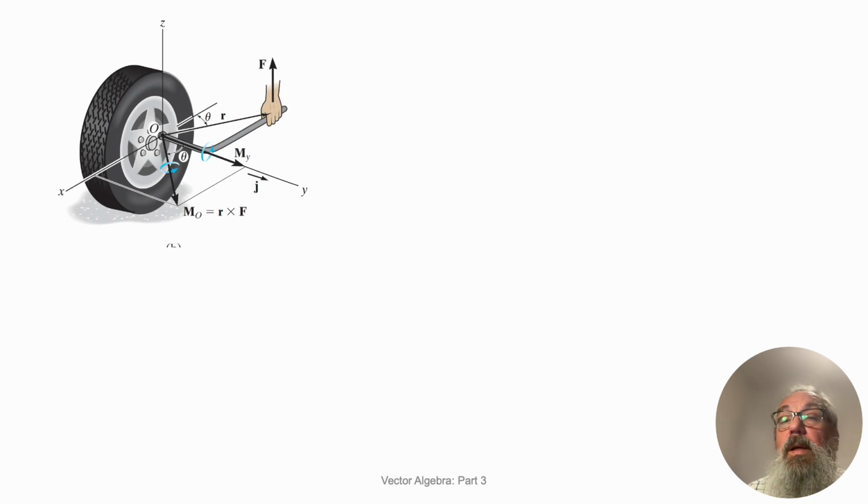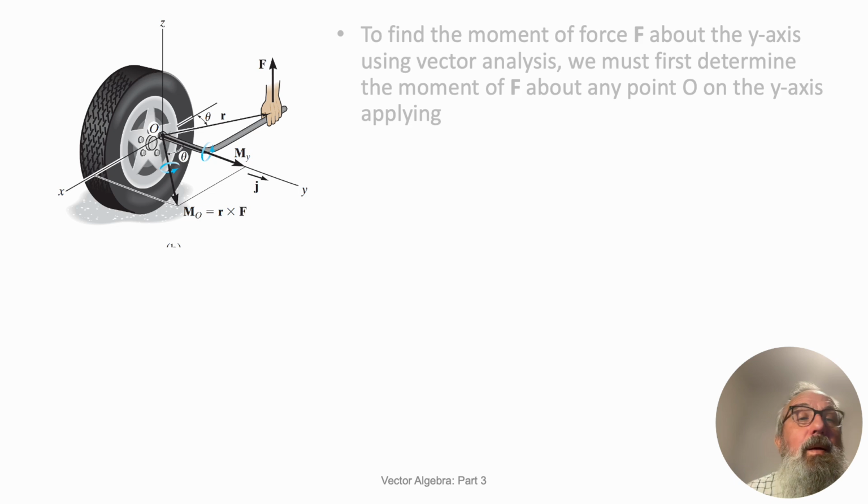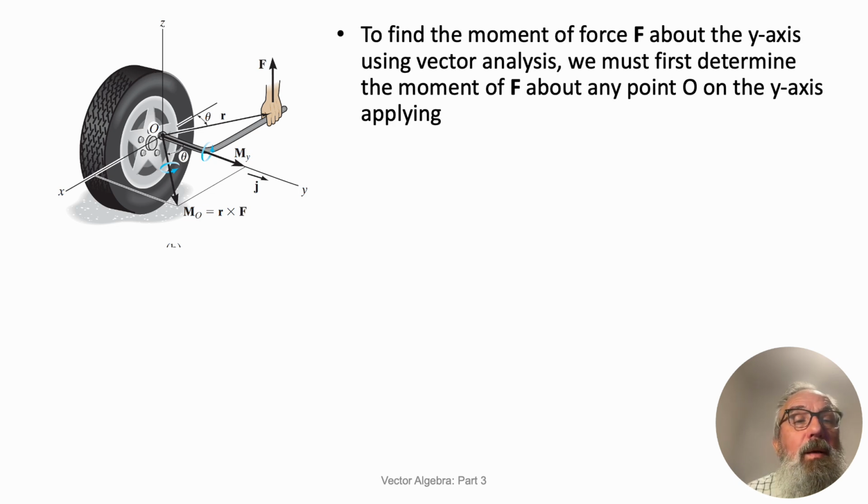Let's have a look at an example here in the context of a hand pulling a wrench to undo a nut on a wheel. Now if we arrange the axis system so it's sticking out at right angles to the wheel, find the moment of the force about the y-axis. Using vector analysis, we must first determine the moment of the force about O. So we have the force. We know what that magnitude is. We have a position of the force by geometry. Let's work out what the moment is.